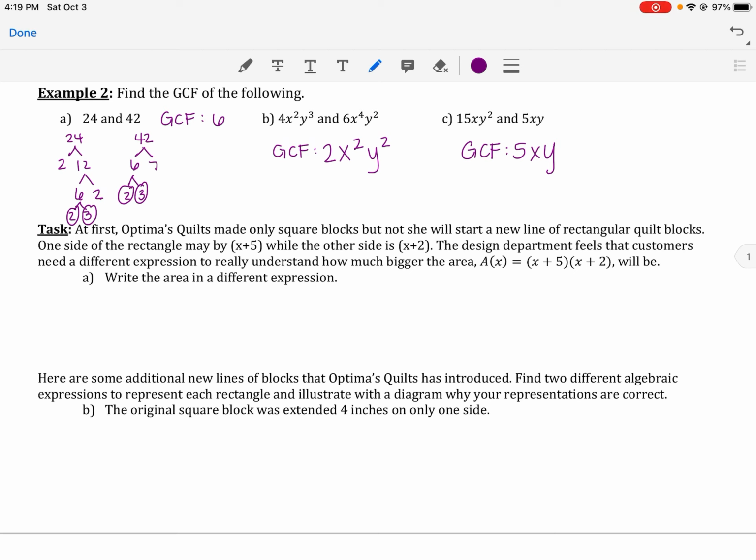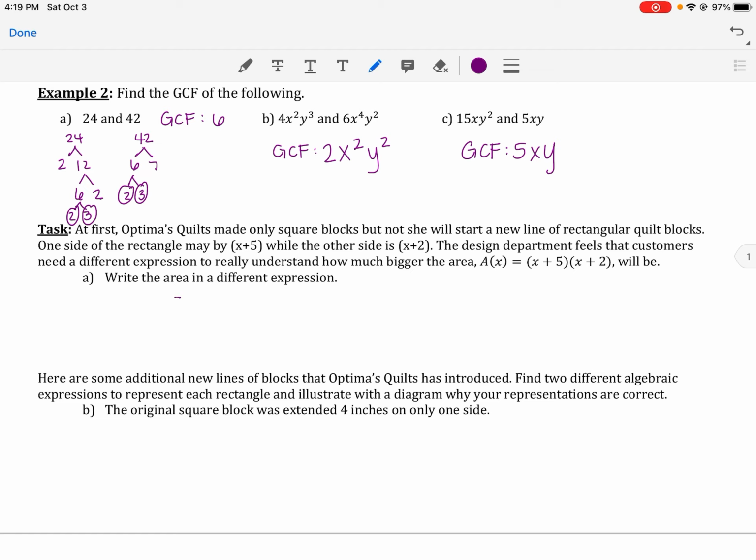So it says, at first Optima quilts made only square blocks, but now she will start making a line of rectangular quilt blocks. One side of the rectangle she made was x plus 5, the other side is x plus 2. The design department feels the customers need a different expression to really understand how much bigger the area, x plus 5 times x plus 2, will be. Write the area in a different expression. So, let's take a look.